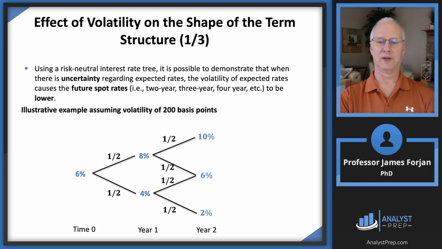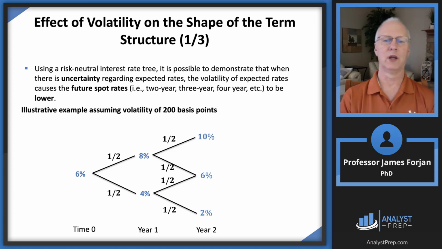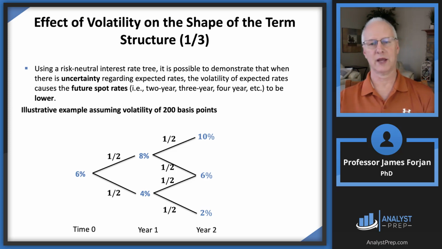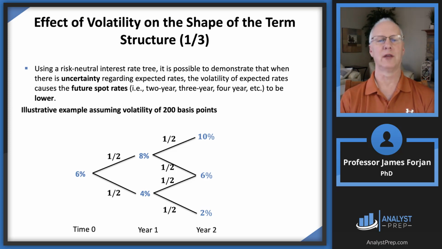And then in time period 2, we'll go up to 10 and then all the way down to 2 as that tree has more and more branches. But notice the 6% is kind of straight across the line there. So that's 6%, but there's uncertainty surrounding those expectations of 6%. And so note what I have there in bold. This is an illustration example assuming volatility of 200 basis points.